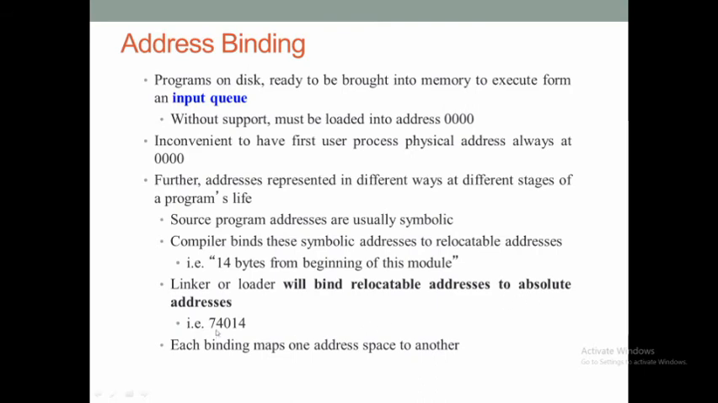Okay, suppose the starting address of the program is 74,000, then the address for this count variable might be 74,014, because the compiler has produced a relocatable address like 14 bytes from the beginning of this module. So 14 will be added to 74,000, and the resultant address of the variable count might be 74,014. Okay, this is called address binding. The address which we are using in the program is called symbolic address, the address which is generated by the compiler during compile time for that variable is called relocatable address, and the actual address where the variable is being bound during execution time is called absolute address.